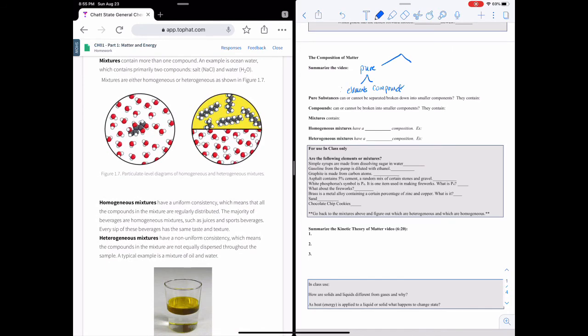Now, this is not my favorite graphic. I would imagine the picture on the left as having some of these gray molecules evenly dispersed throughout. That's what I would do for homogeneous. I don't like that it has just one thing in the middle. I'd like to see those evenly dispersed throughout that circle on the left.